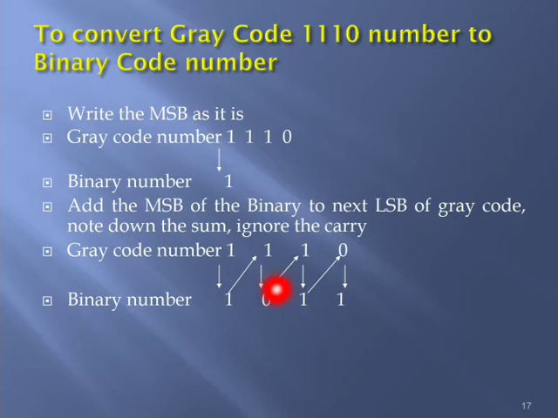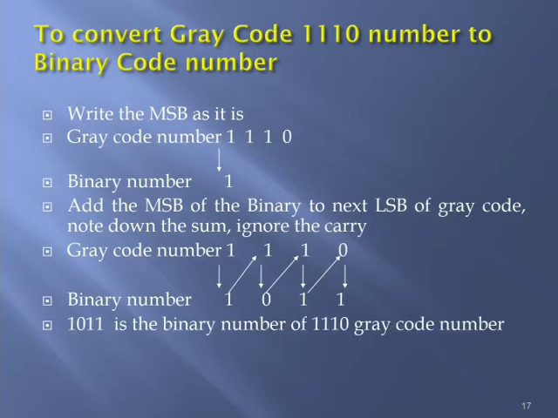Again the same procedure is adopted, and this 0 will be added to the next LSB, and the sum will be written here, and this will be added with the next LSB, and the sum will be written here. So this is the procedure of converting the given gray code into binary code. So 1011 is the binary number corresponding to the 1110 gray code number.